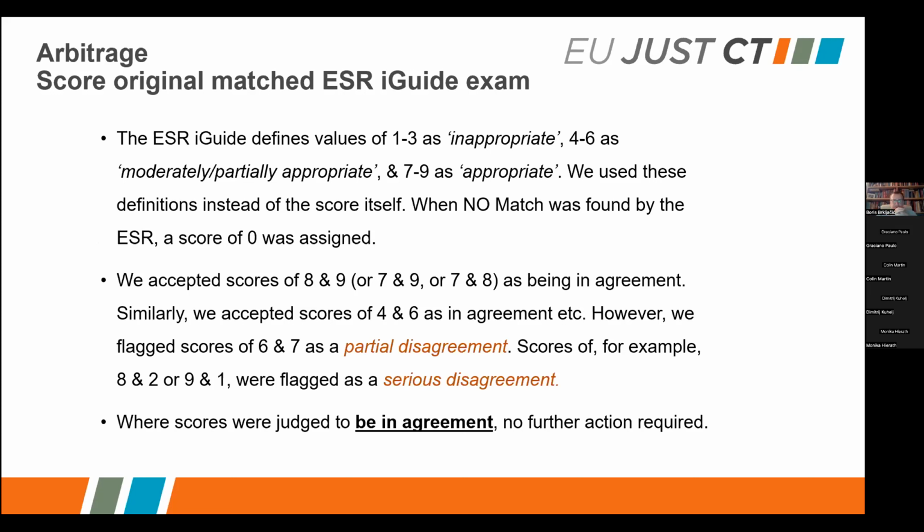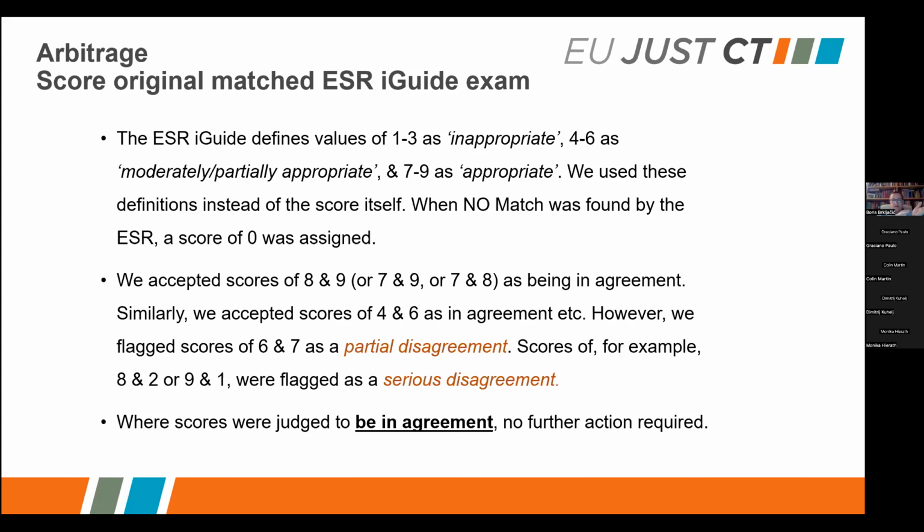The arbitration was performed, as I said. ESR iGuide defines values of 1 to 3 as inappropriate, 4 to 6 as moderately appropriate, and 7 to 9 as appropriate, and we use these definitions instead of the score itself. When no match was found, a score of 0 was assigned, and we accepted scores between 7 and 9 as being in agreement, and between 4 and 6 in agreement.